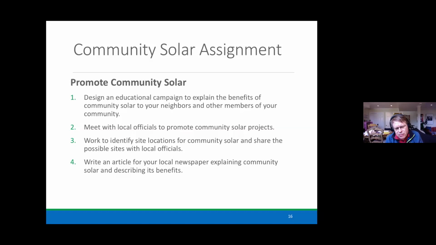And the next one that I came up with is writing an article for your local newspaper, explaining community solar and describing its benefits. And again, I think that becomes more powerful if you're a student in the local school and you're writing a letter to your local newspaper or an article that's describing community solar and perhaps including some photographs of solar. That's more likely to be read than if it was an article from some other entity where individuals weren't familiar with who that was or what that might constitute. So these are some of the ideas that we've had related to doing community solar.